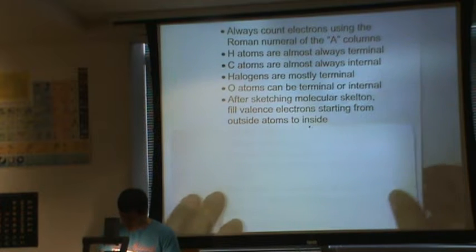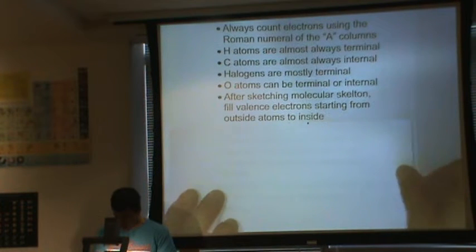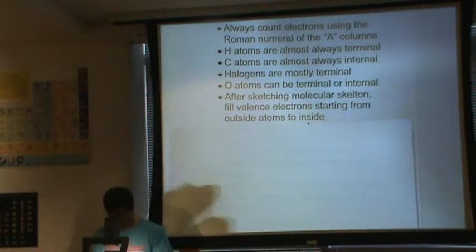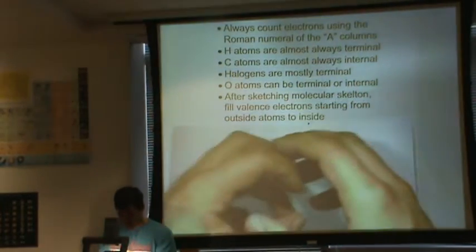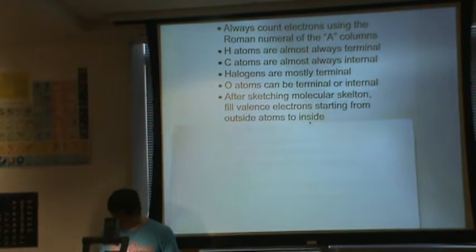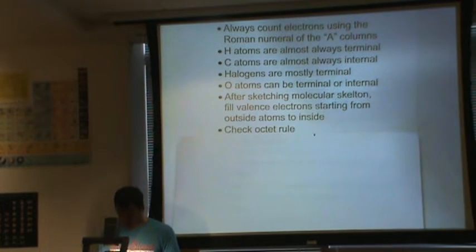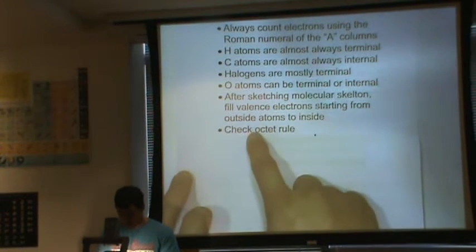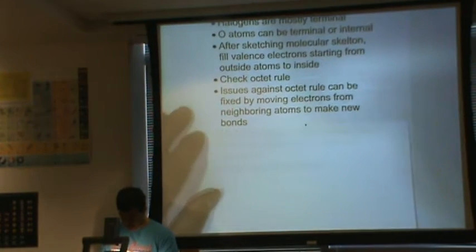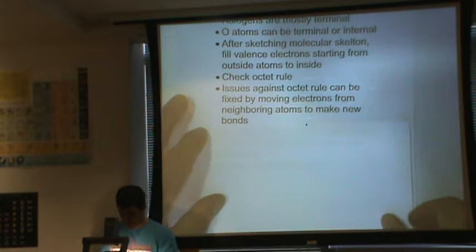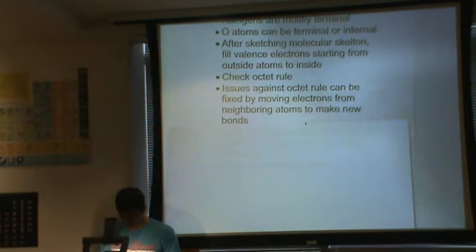After sketching the molecular skeleton, fill valence electrons starting from the outside atoms to the inside. So you want to start from the outside to the inside. And hopefully by the time you get to the inside, you'll have no more electrons to play with. I'll have examples to show this. Check your octet rule. Make sure that all the atoms have 8 electrons around them. Issues against the octet rule can be fixed by moving electrons from neighboring atoms to make new bonds.